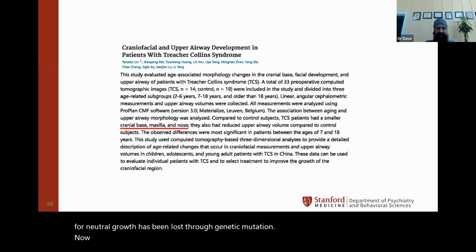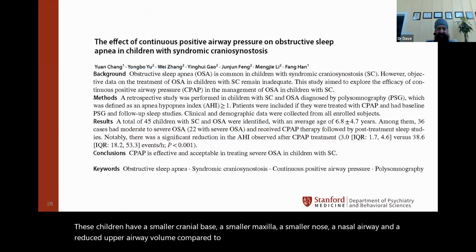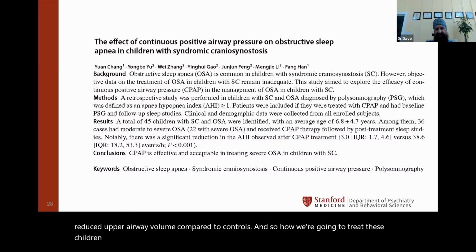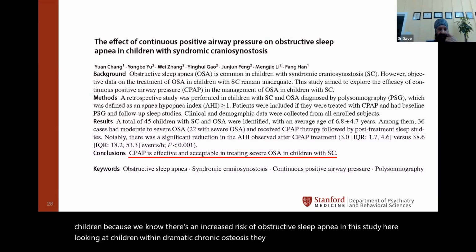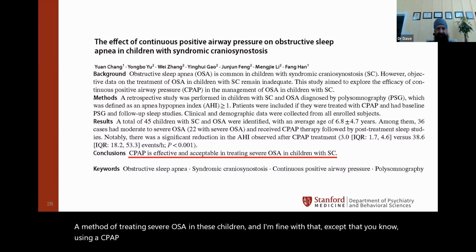Now, looking at craniofacial and upper airway development in patients with Treacher Collins syndrome, these children have a smaller cranial base, a smaller maxilla, a smaller nose, a smaller nasal airway, and a reduced upper airway volume compared to controls. And so how are we going to treat these children, because we know there's an increased risk of obstructive sleep apnea. In this study, looking at children with syndromic craniosynostosis, they felt that CPAP was an effective and acceptable method of treating severe OSA in these children.